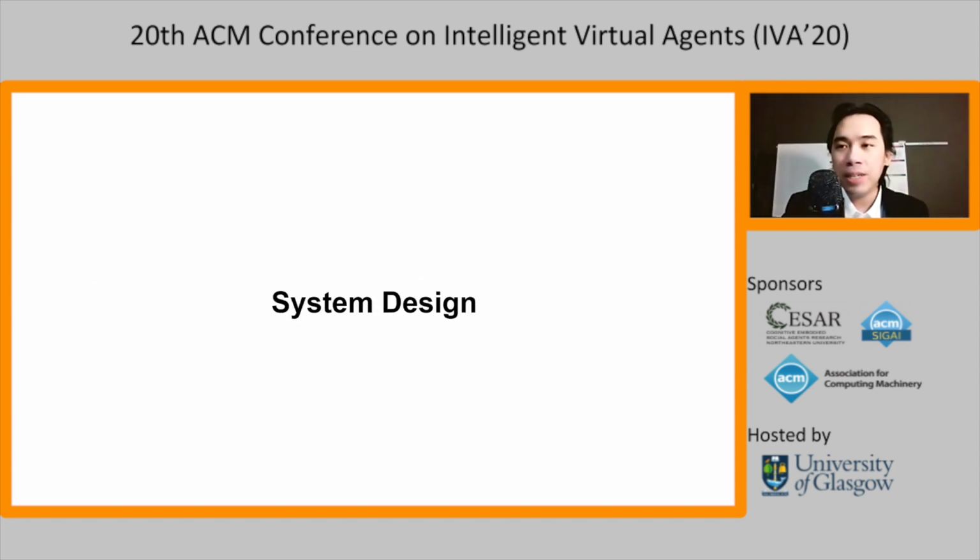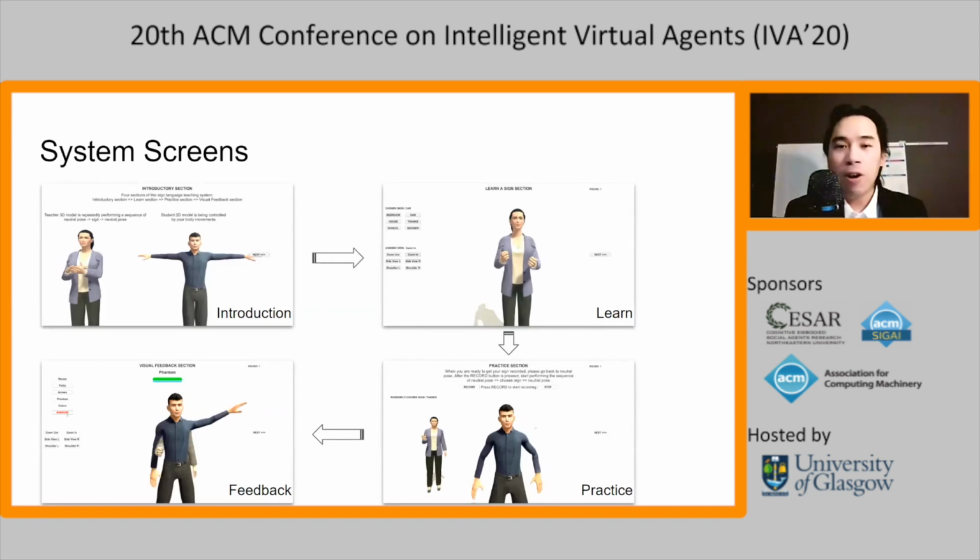Let's look at the system design. There are 4 screens: the introduction screen, the learn screen, the practice screen, and the feedback screen, in that order. In the introduction screen, the student has a chance to familiarize themselves with the system. They can try to control the 3D model student avatar using their own body movements. They also have a chance to look at the 3D model of the teacher performing the sign.